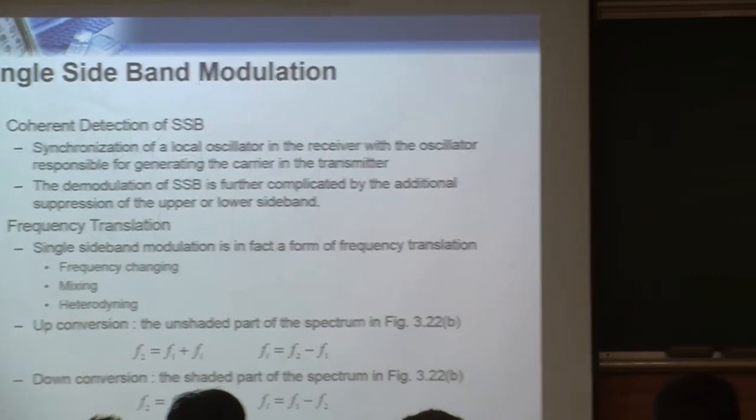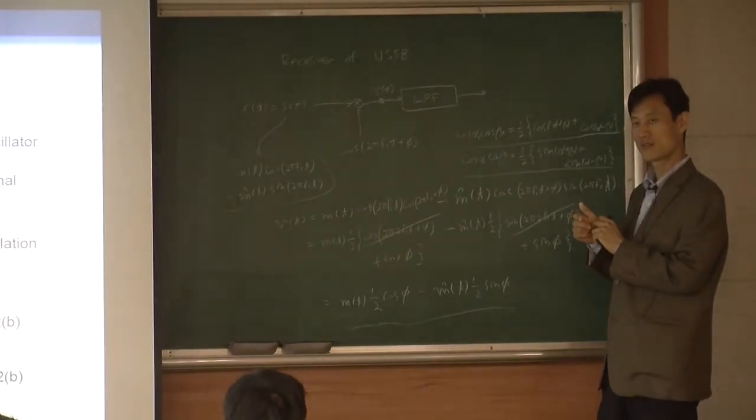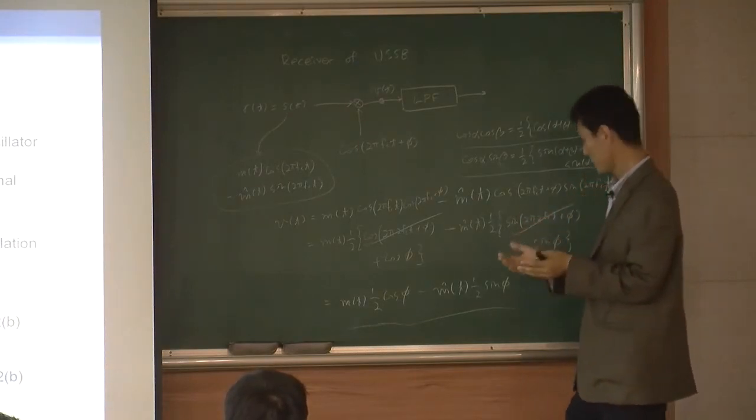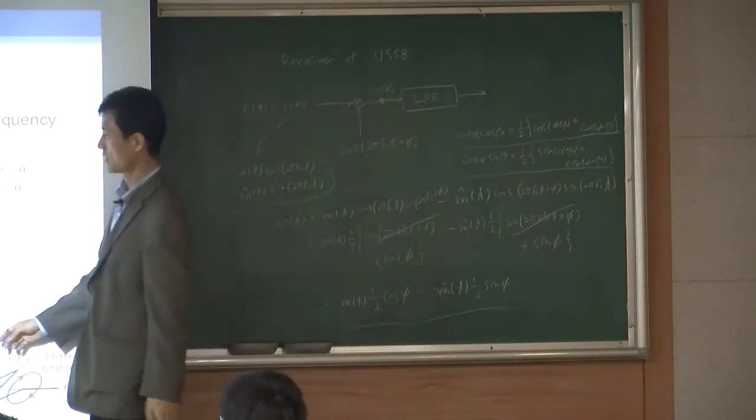I mean, we already discussed many times how to change the frequency. How do you change the frequency? By multiplying cosine. Simply, right? Simply, let's go all the way.